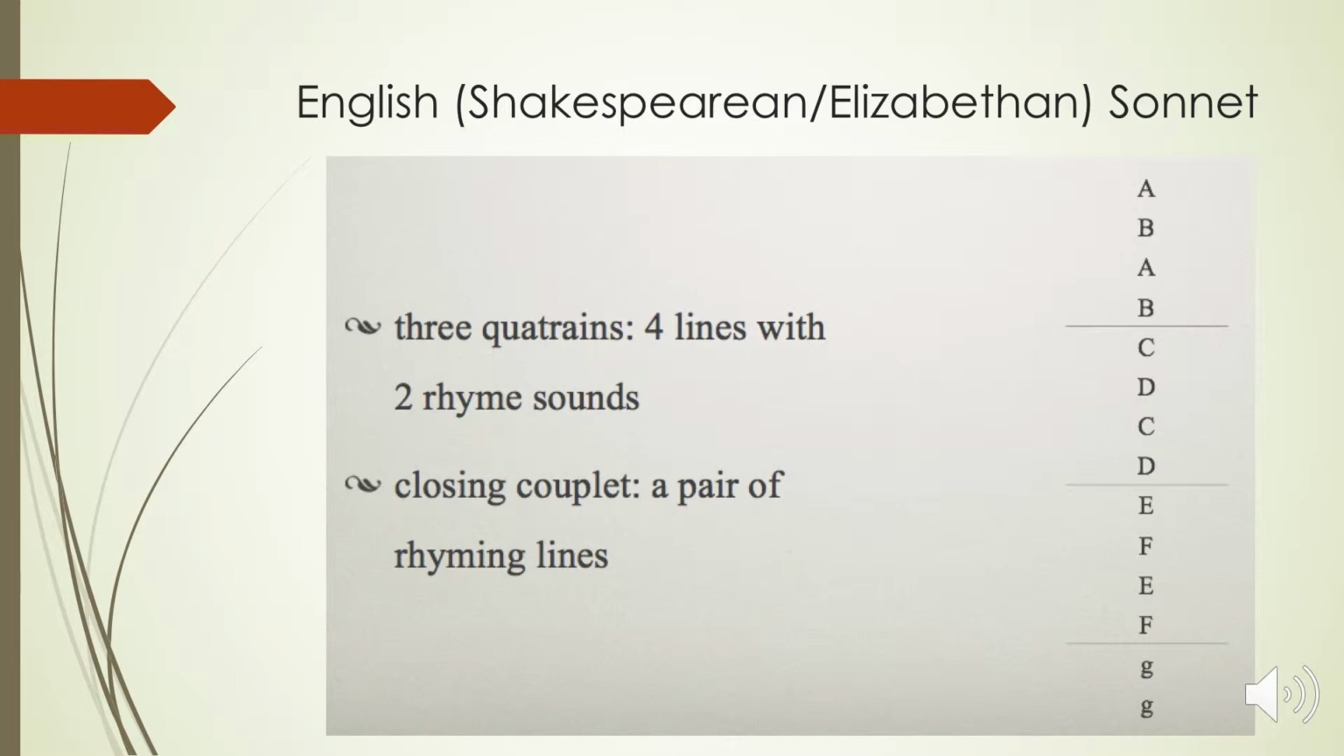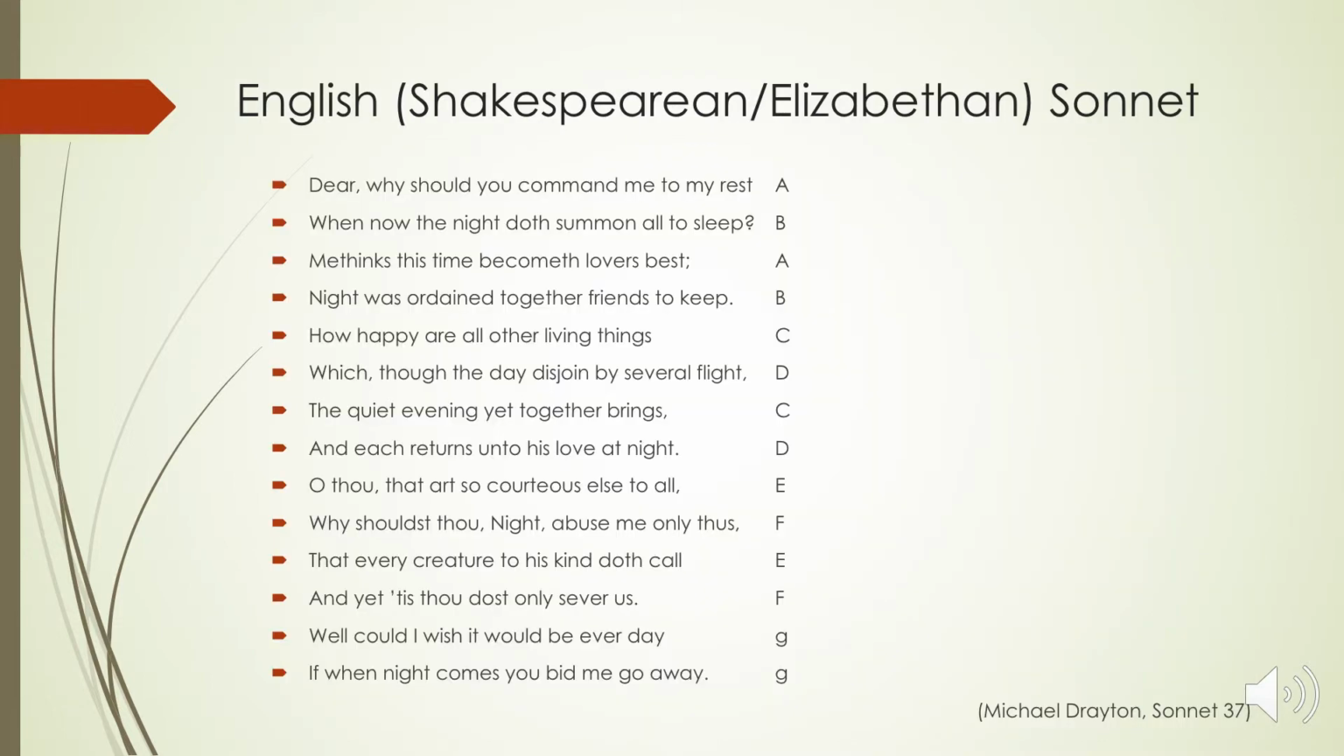English, or Shakespearean Elizabethan sonnets, have a rhyme scheme that consists typically of 3 quatrains and ends with a rhyming couplet. The quatrains are 3 different rhyme schemes, which consist of A, B, A, B, C, D, C, D, E, F, E, F, and then the closing rhyming couplet, which is G, G. An example of this comes from Michael Drayton's Sonnet 37.